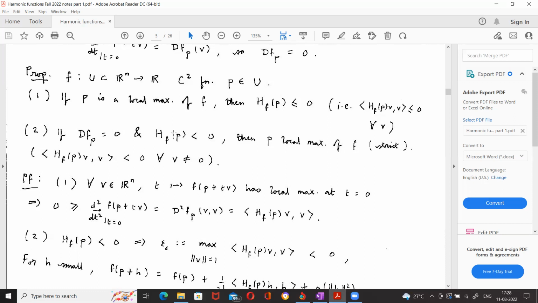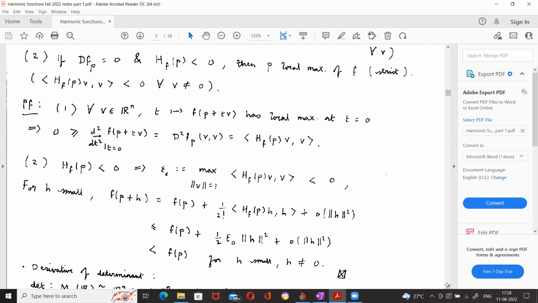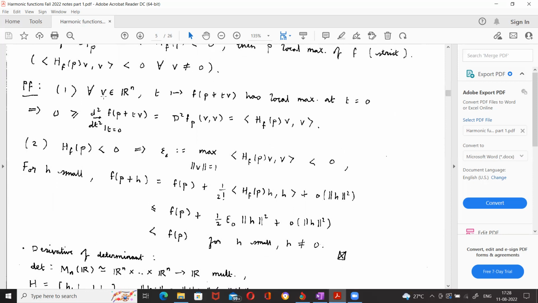So to finish, let's just quickly prove this. One direction is very simple. If P is a local maximum, then f has a local maximum along any straight line. So you just differentiate twice along the straight line. You get 0 is greater than or equal to the second derivative along the straight line. The second derivative along the straight line is d squared f of v comma v, which is the same thing as the inner product of the Hessian v comma v. So the Hessian will be negative semi-definite.